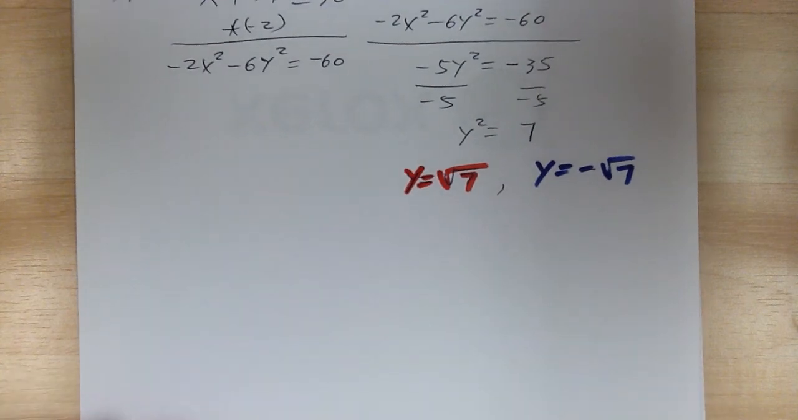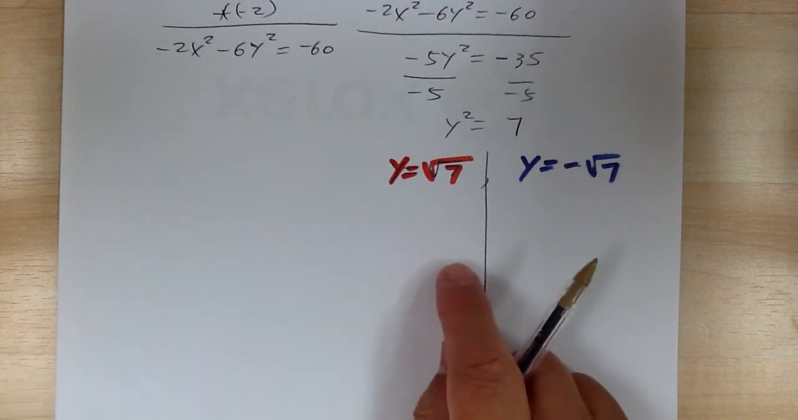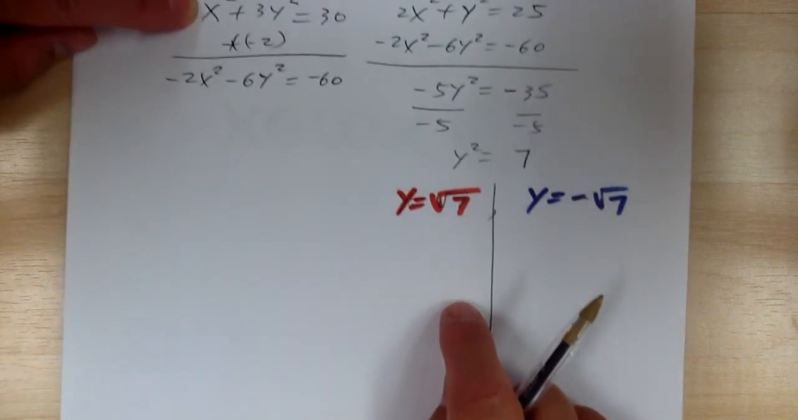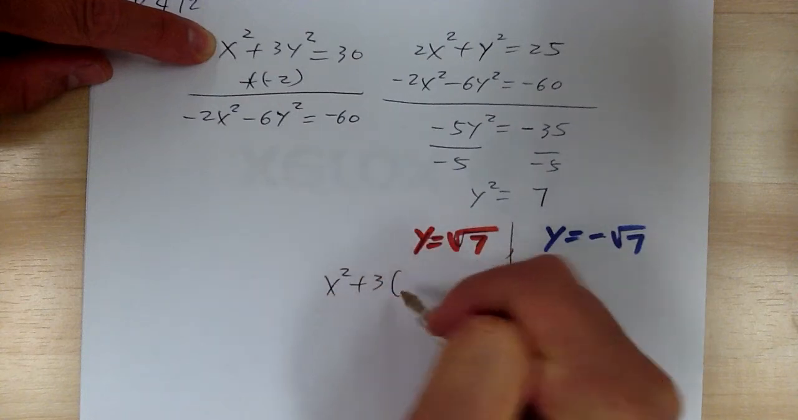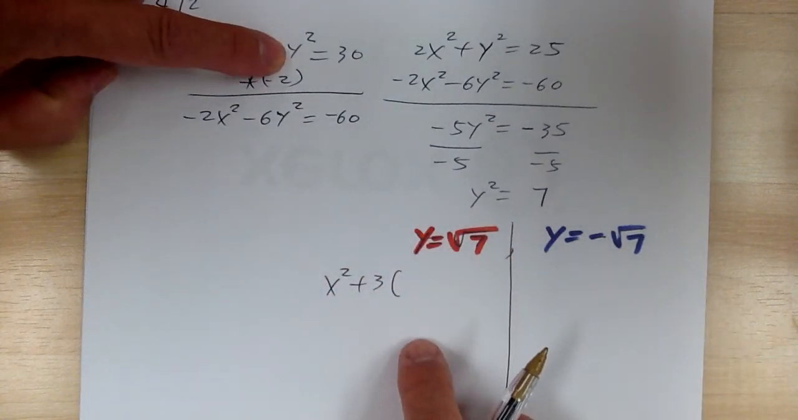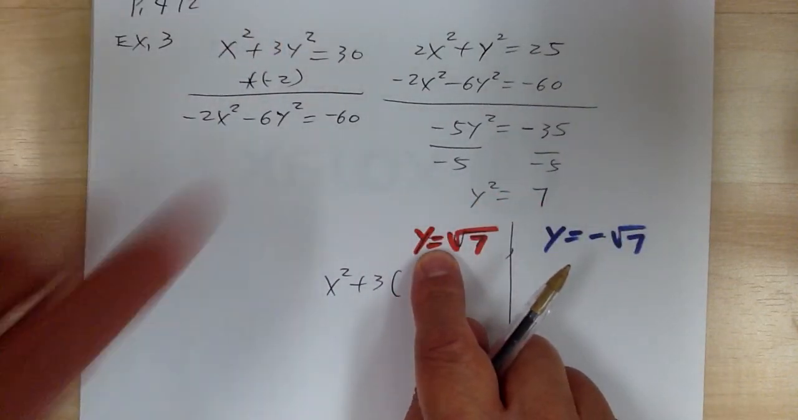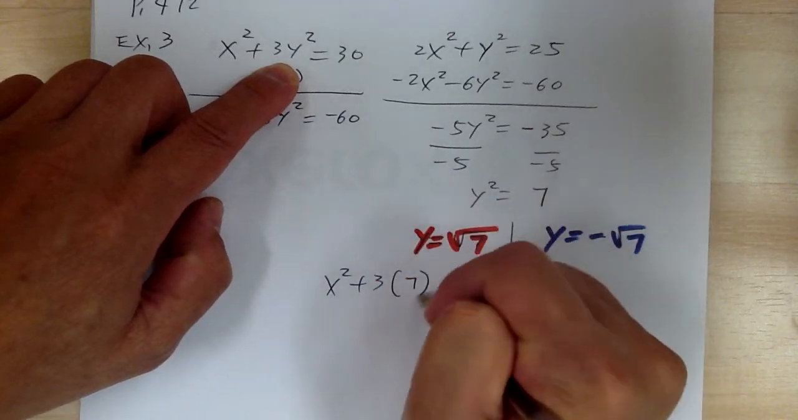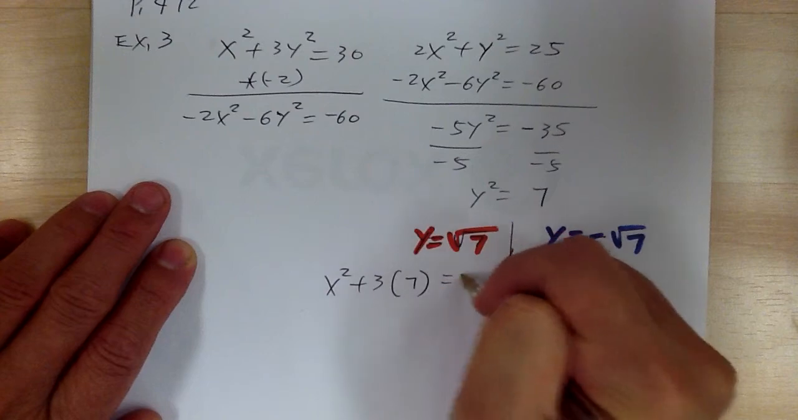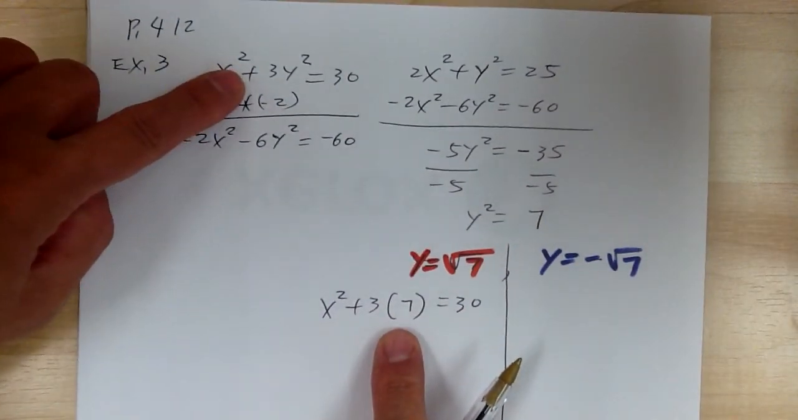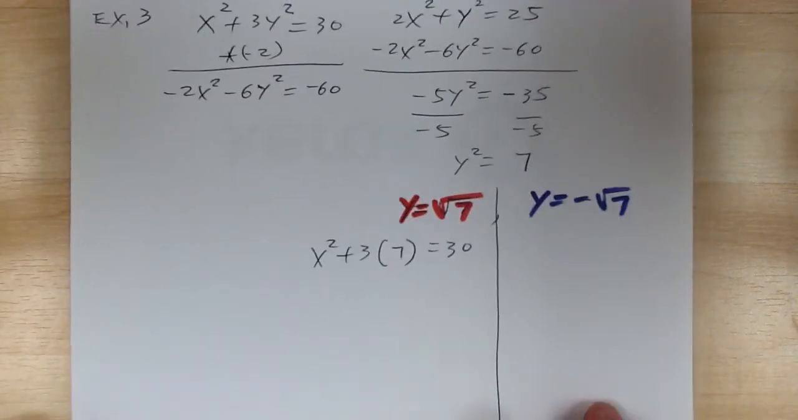Okay, so now you have to solve for x. So to solve for x, I'm going to use this one up here. So x squared plus 3. Now, y squared, I'm going to substitute the entire y squared in here instead of just y. Right? So instead of substituting the y, I'm going to substitute the y squared. Everybody following? Again, y squared is 7, so I'm substituting the whole thing. That way you don't have to square, right?